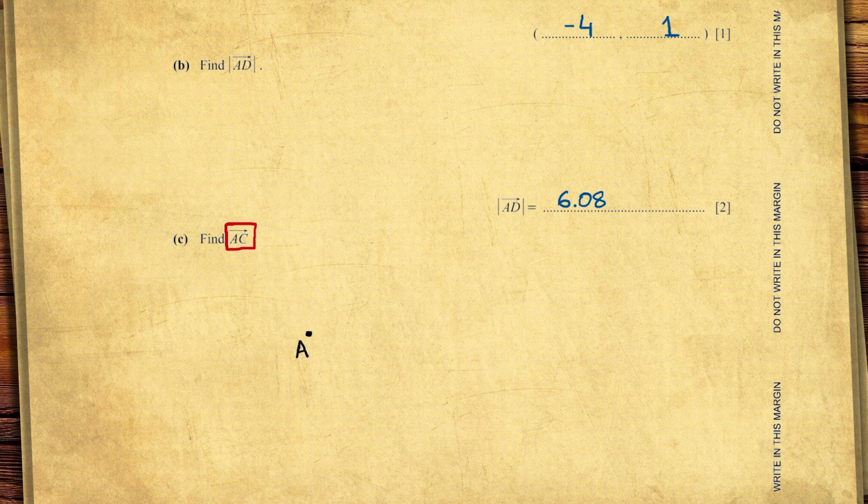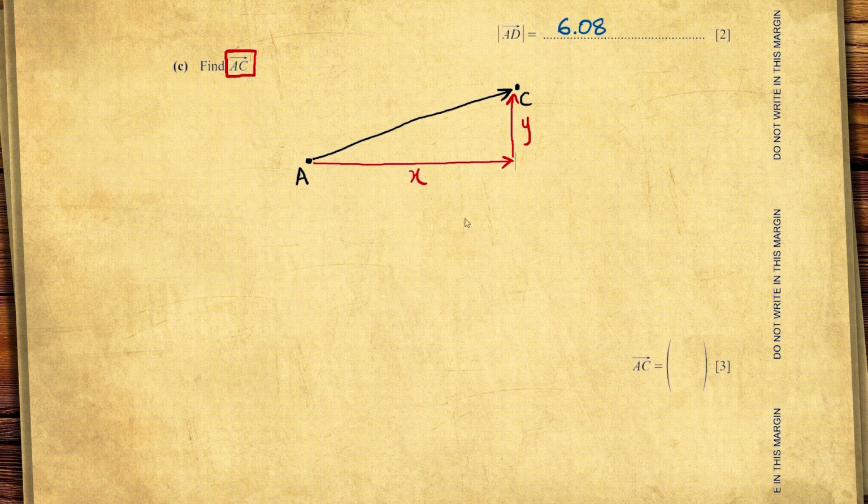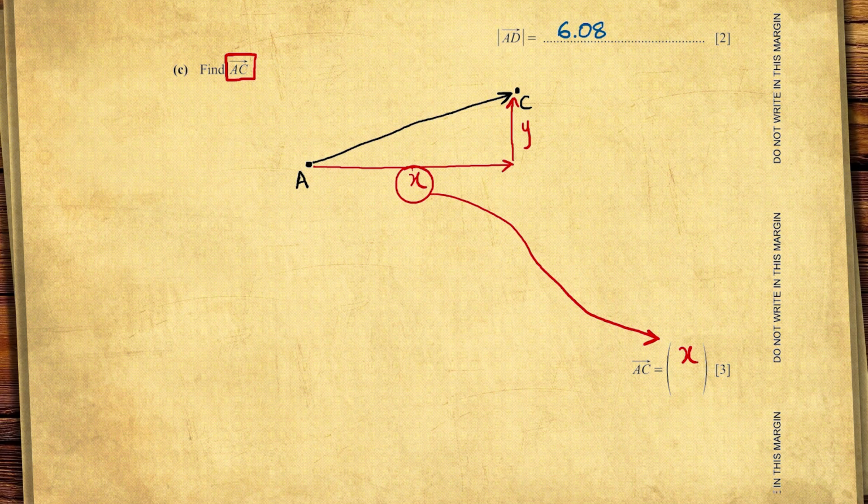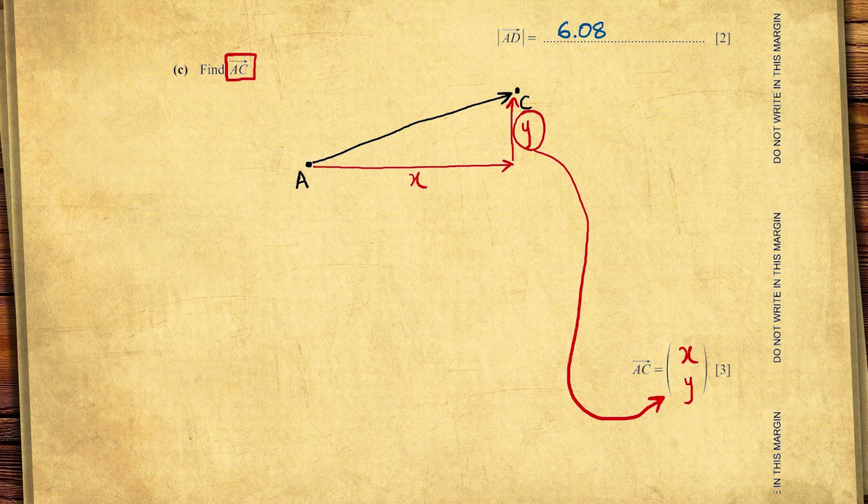So if this is point A and this is point C, the vector AC starts at A and goes to C. It moves in the X direction and in the Y direction, and that is what we have to find out. The amount it moves in the X direction will be written over here, and the amount it moves in the Y direction will be written over here. So we have to find the X movement and the Y movement of the vector AC.